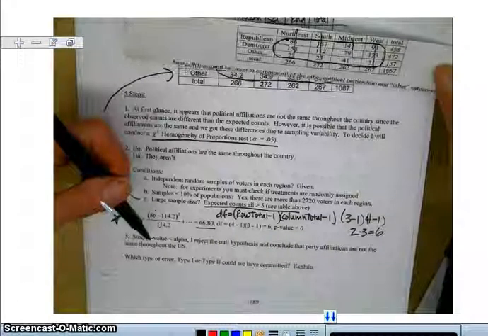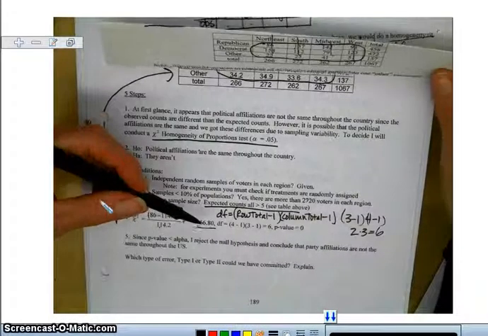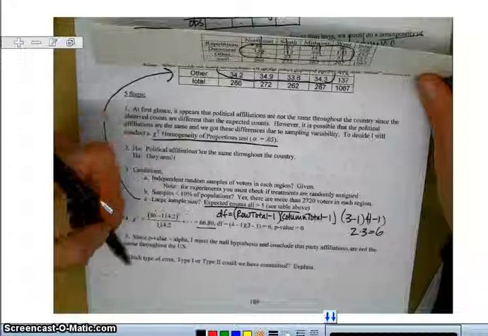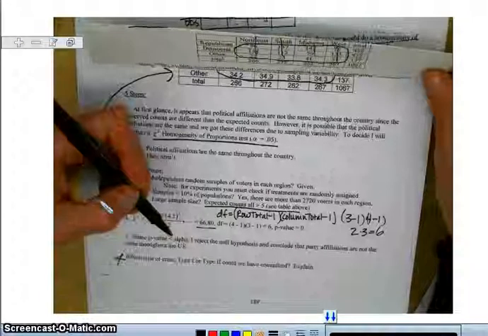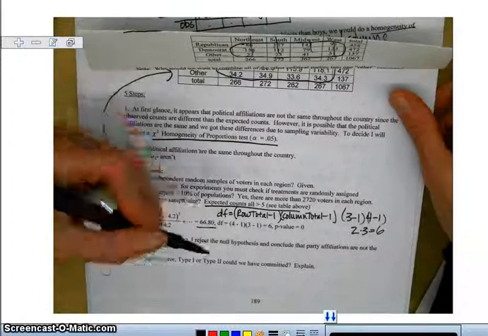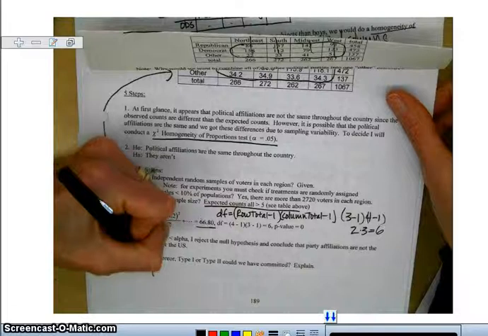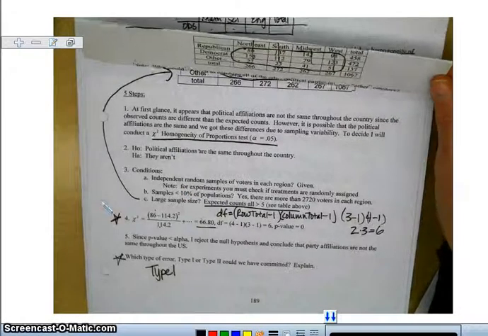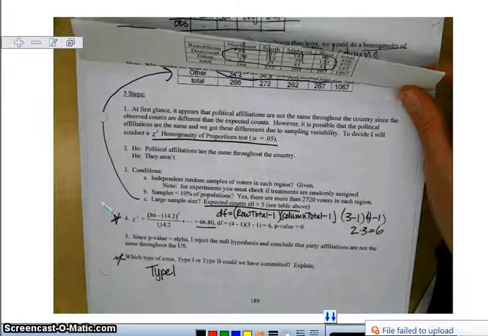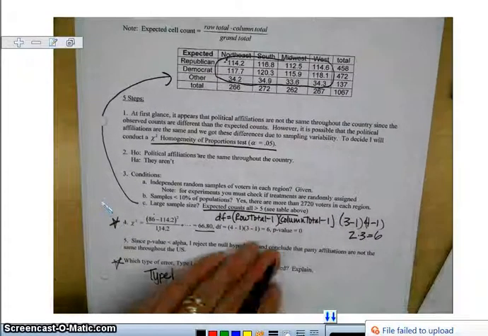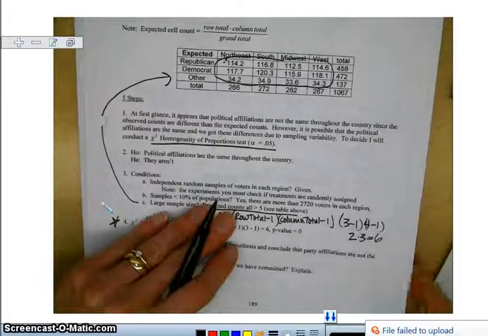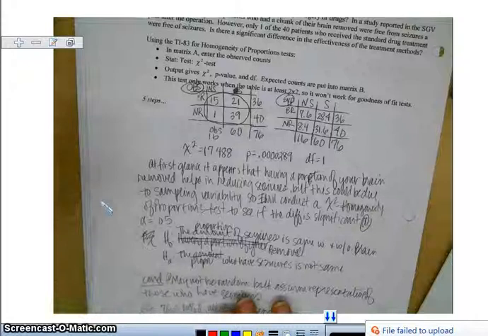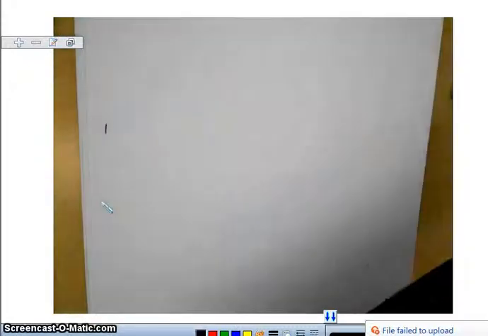So our conclusion is we reject the null and conclude that party affiliations are not the same throughout the U.S. So which type of error could we have committed? Since I rejected the null, it can only be a type 1. I decide that they are not the same, but actually they are. All right, almost done with these notes. Actually, we have one more example that we want to look at.